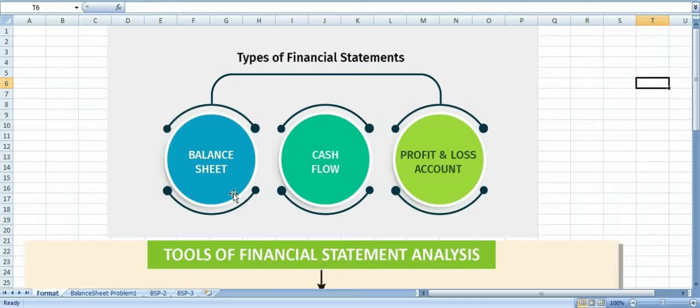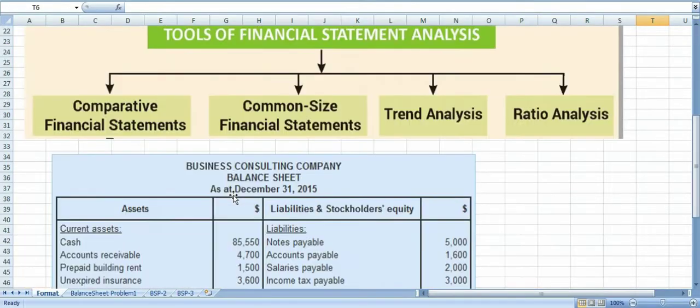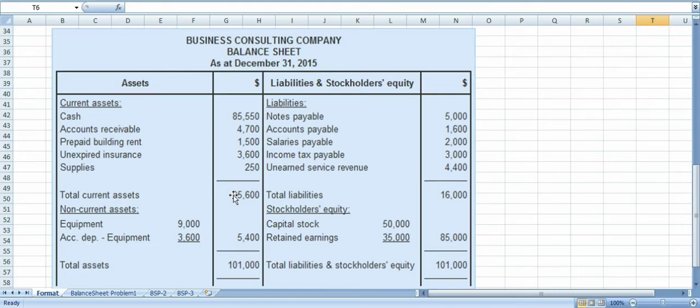First, we should understand the balance sheet structure. The balance sheet will consist of three items: one is assets, another is liabilities, and another is stockholders' equity. The asset section will consist of two things: one is current assets and the other is fixed assets, which are also called non-current assets. So total assets will be the sum of current and non-current assets.